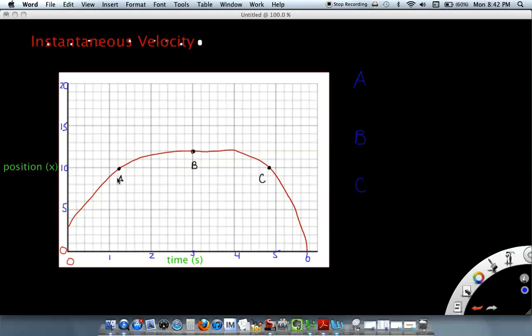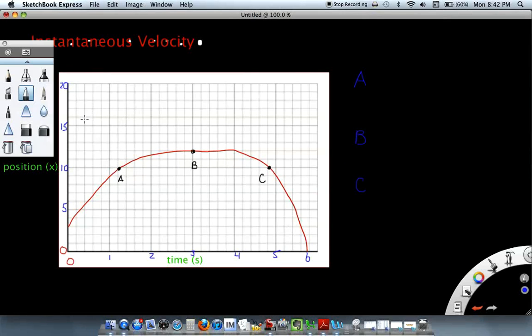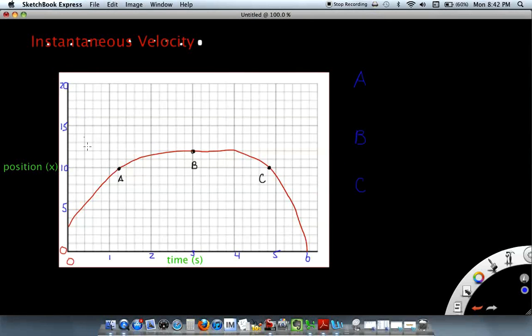Well, let's give that velocity a name. Since we're looking at a velocity at an instant in time, right there at point A, all of these points have what are called instantaneous velocity. To figure out the instantaneous velocity at point A, I'm just going to click on my pen here. I'm going to use the idea of the tangent.